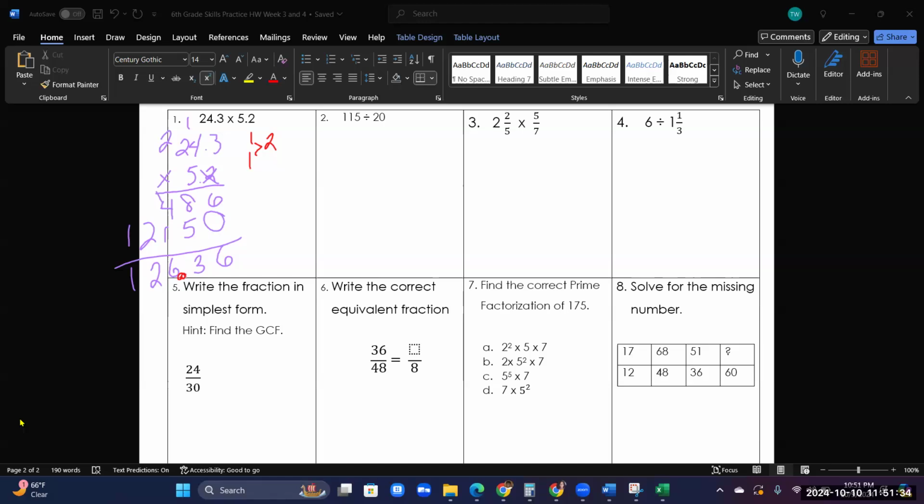All right, number 2, 115 divided by 20. You may recall that 5 times 20 is 100. That will be 5, remainder 15.